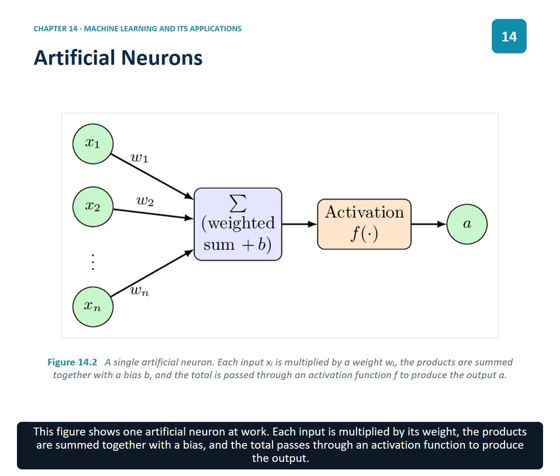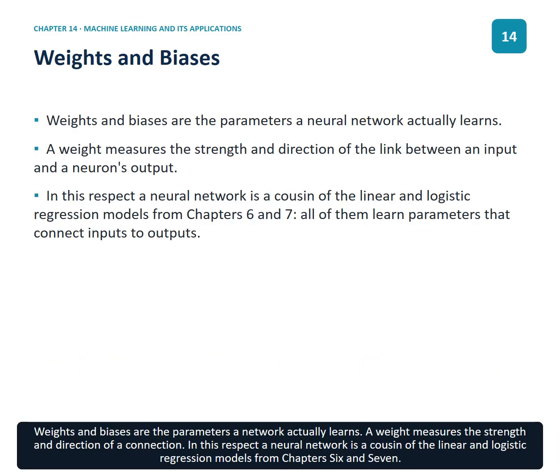This figure shows one artificial neuron at work. Each input is multiplied by its weight. The products are summed together with a bias, and the total passes through an activation function to produce the output. Weights and biases are the parameters a network actually learns. A weight measures the strength and direction of a connection.